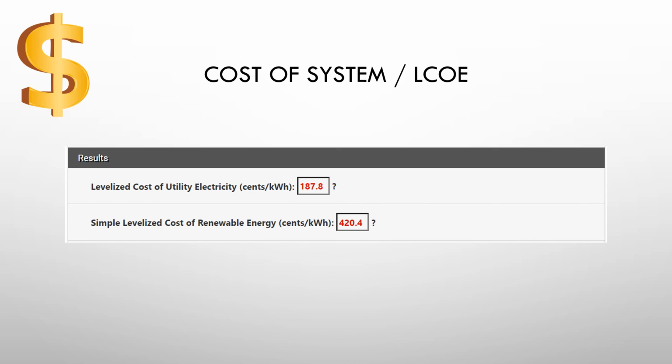levelized cost of electricity. The cost of the solar array was roughly $1,000 per kilowatt, and the capacity factor is recommended to be between 0.1 and 0.2 for PV systems. Therefore, over a 30-year period, the levelized cost of utility electricity is 187.8 cents per kilowatt hour, while the levelized cost of renewable energy is 420.4 cents per kilowatt hour.